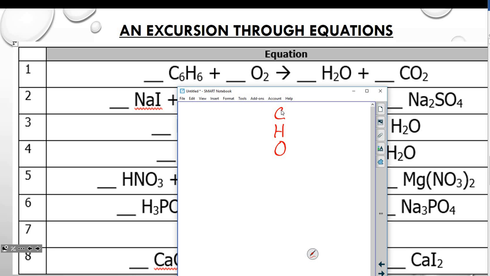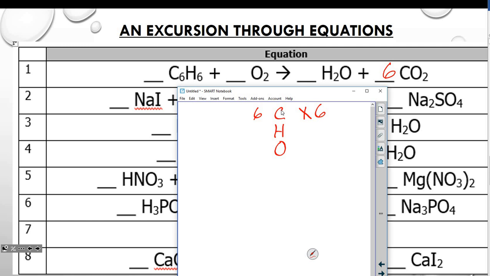On the left, how many carbons? 6. How many on the right? 1. So I know I'm going to have to fix that by putting a 6 here, change it to 6. So you're doing this on your little scratch piece of paper underneath. And I just put it right underneath the equation, so it's right there, and I don't have to keep looking back and forth.